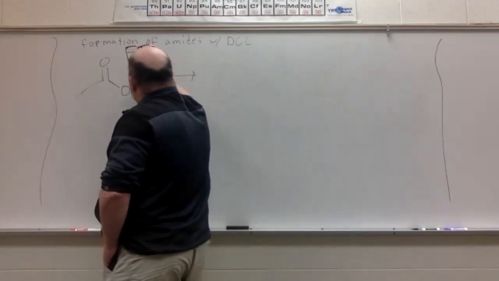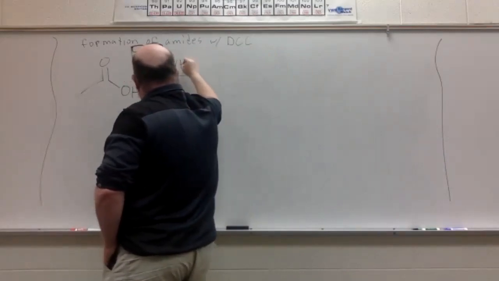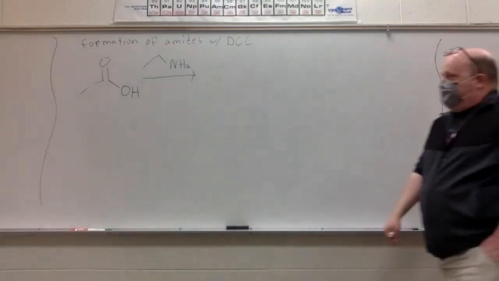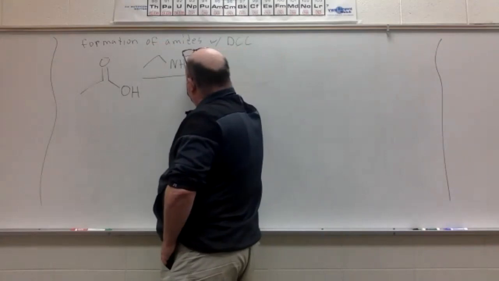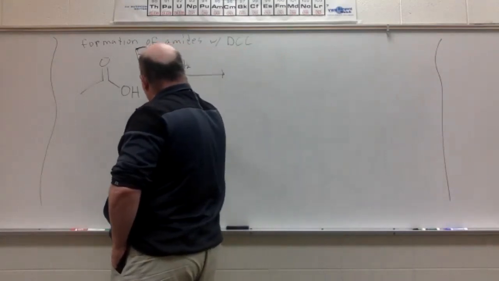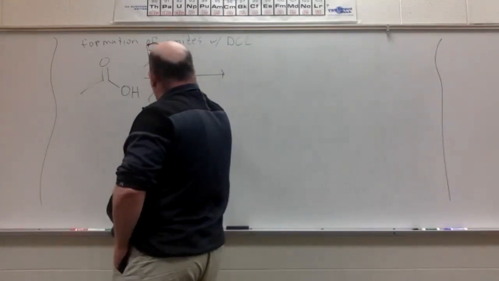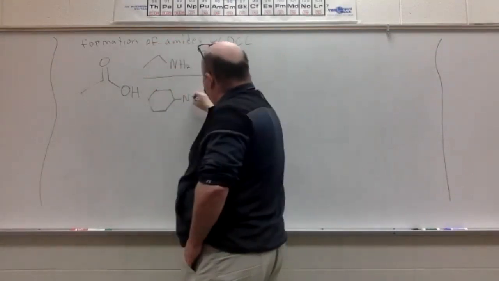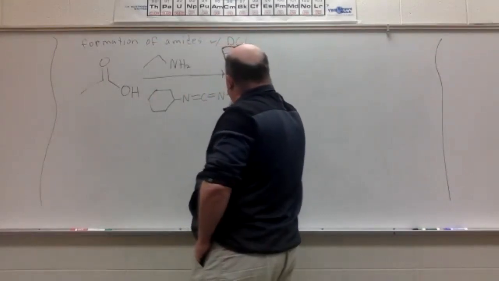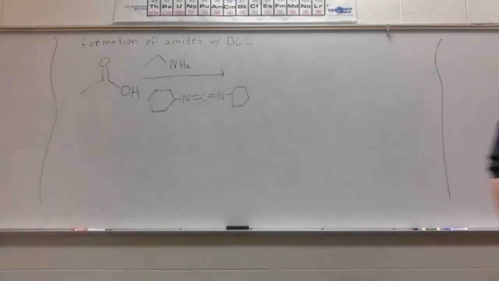All right, for our example, let's just go ahead and we can make a secondary amide here using a primary amine. All right, so you need the amine, and you also need this compound. This is DCC. See why it gets a little cumbersome to draw in the mechanism. Kind of large, but does its job very well.